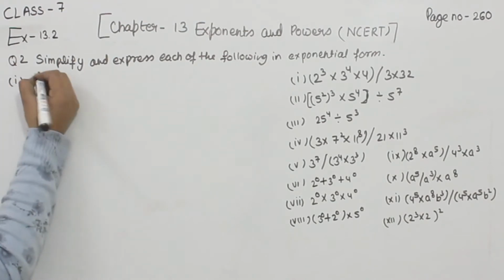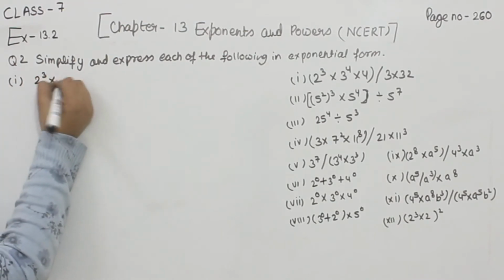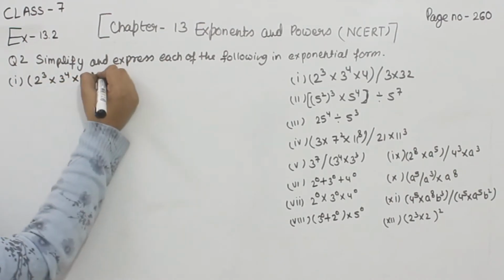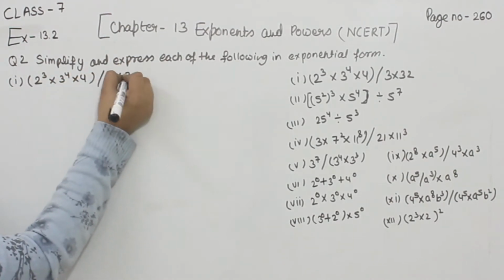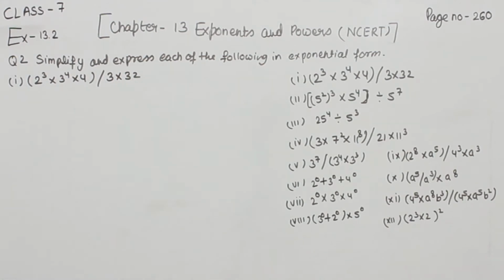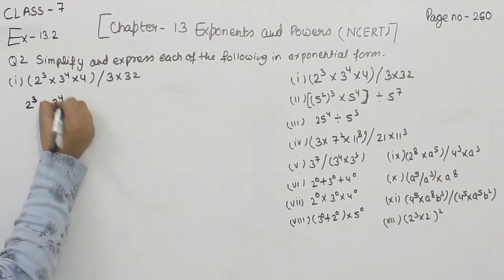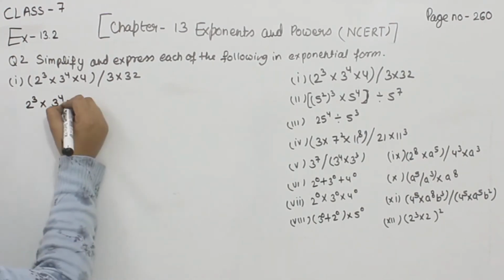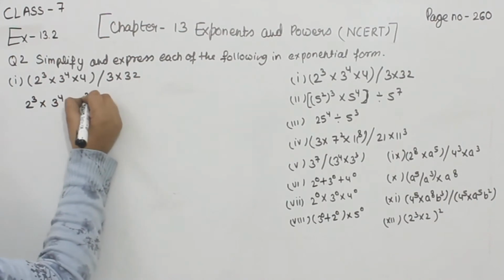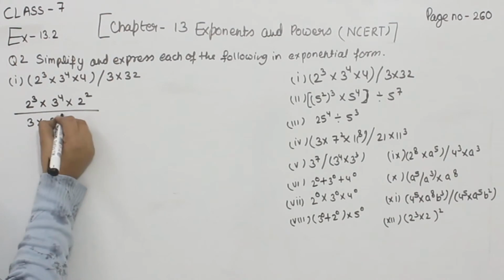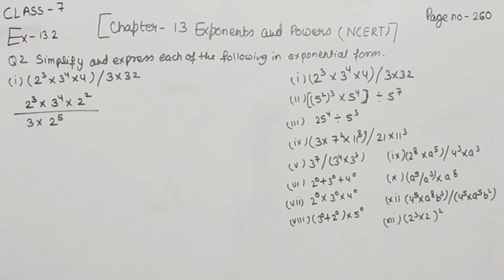In the first one we have 2 to the power 3 multiplied by 3 to the power 4 multiplied by 4, and this one is divided by 3 to the power 32. So I'm going to write here 2 to the power 3 multiply by 3 to the power 4. Now, in the place of 4, I can write 2 to the power 2. Now, 3 multiply by 32. The 32 will be 2 to the power 5. I can write it as 2 to the power 5.